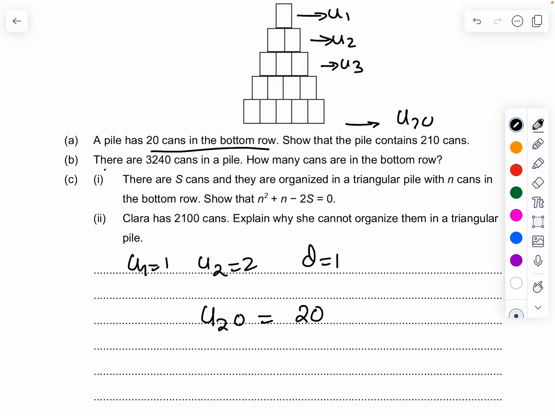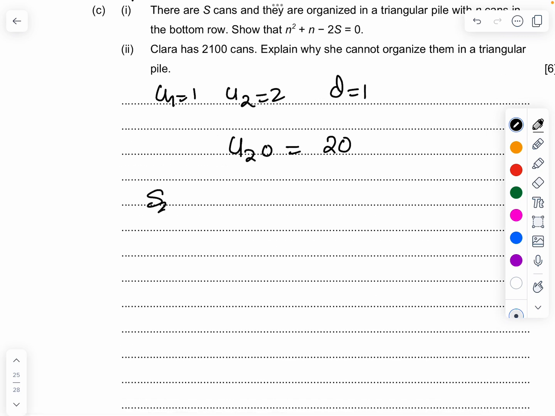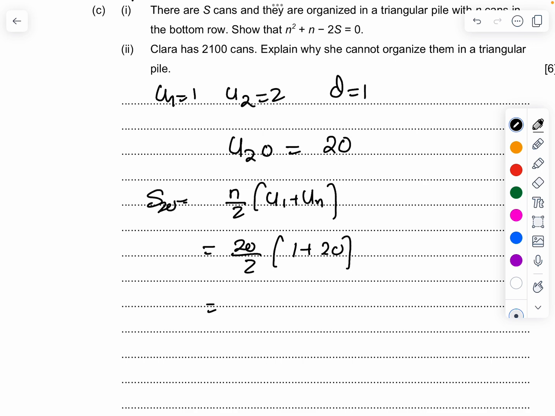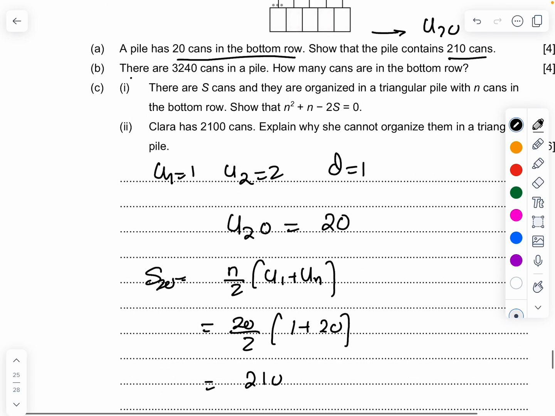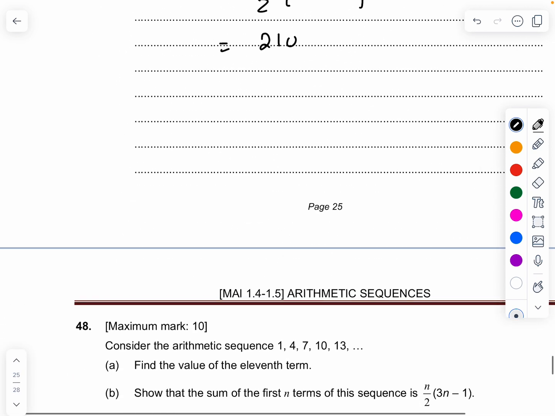the pile contains 210. So S20, sum of all 20 rows. So S20 is n upon 2 times first term plus last term. So which is 20 upon 2. First term is 1 plus last term is 20. So which is going to be nothing but 210. Part B: there are 3240 cans in the pile. How many cans are there in the bottom row? So same.